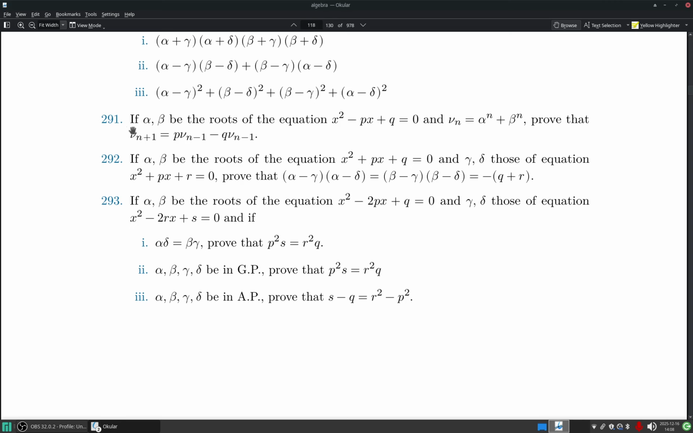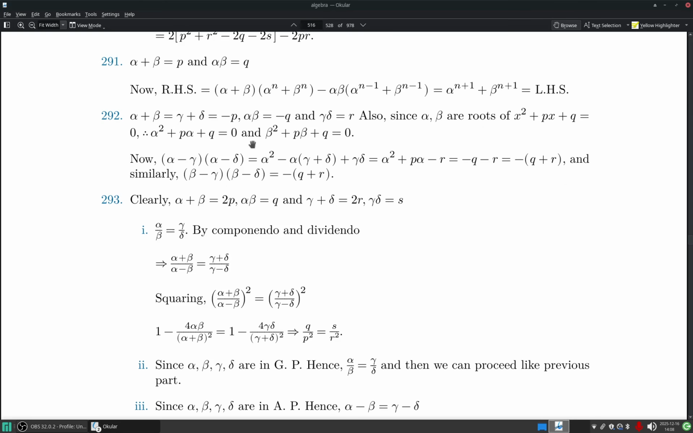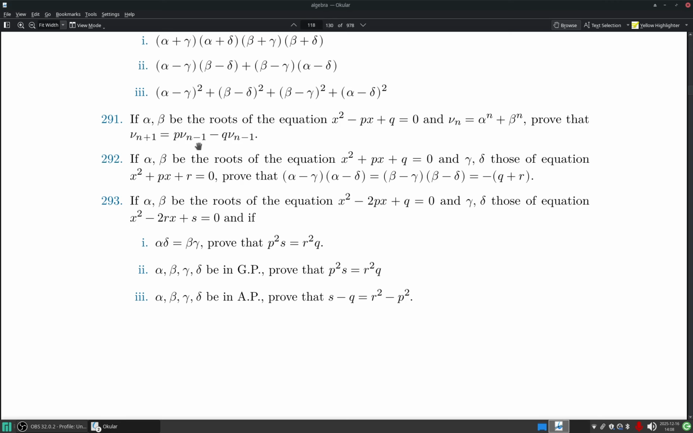Question 291 says that if alpha, beta be the roots of the equation x square minus px plus q is equal to 0 and nu n is equal to alpha to the power n plus beta to the power n, prove that nu of n plus 1 is equal to p nu of n minus q nu of n minus 1. So there is a mistake here. This should be nu of n, not n minus 1.